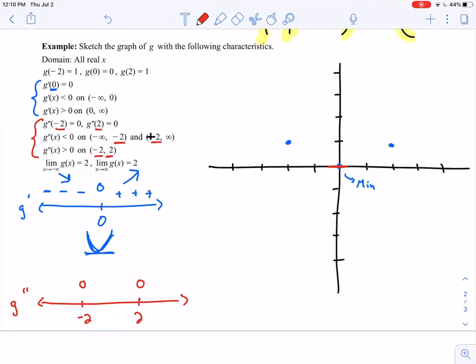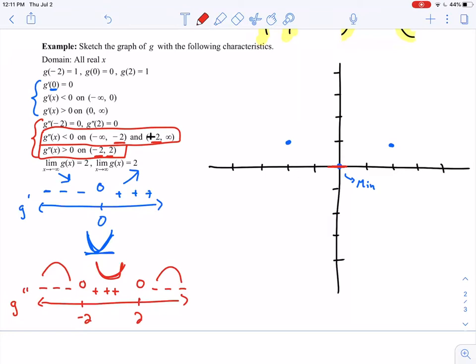What else do we know? Let's see. If I look at that second point right here, here on the outside interval, so -∞ to -2 and +2 to +∞, g double prime of x is less than 0. So g double prime of x is negative on the two outside intervals, so our function is concave down on those two intervals. G double prime of x is greater than 0 in between -2 and +2, so g double prime must be positive in between. So we see that concave upward shape.